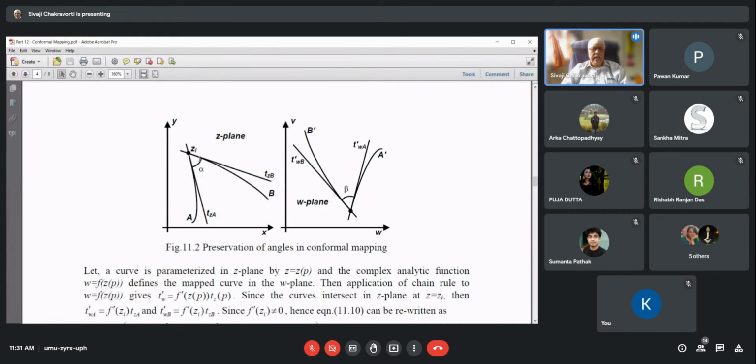And then what is the angle between the two curves at the intersecting point? This you all know from your plus two level knowledge, where you have done very good mathematics.